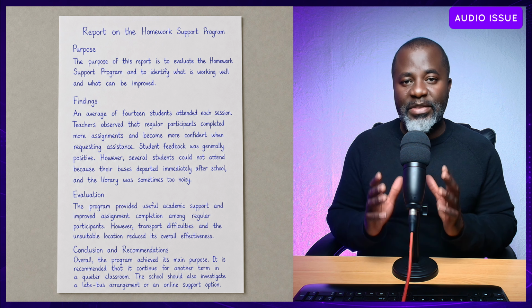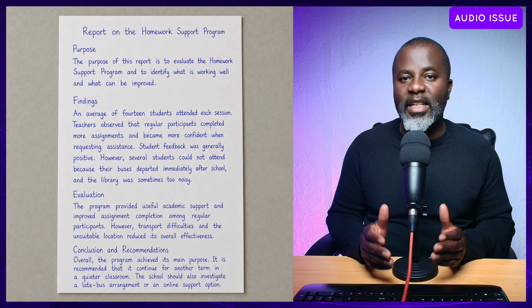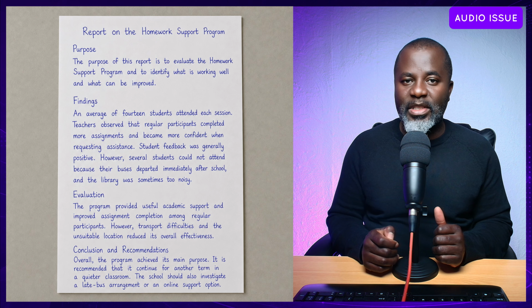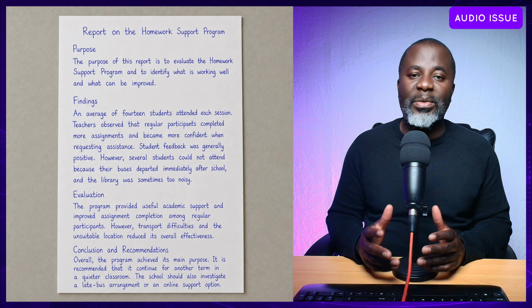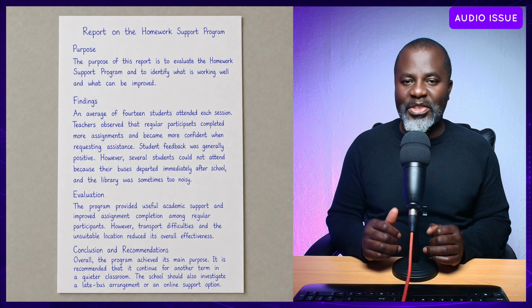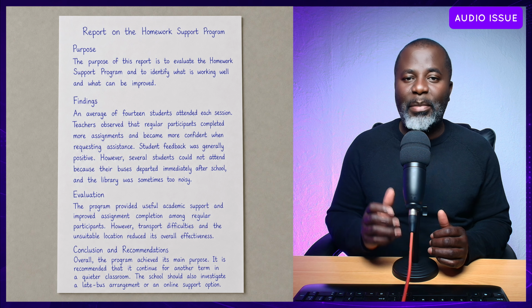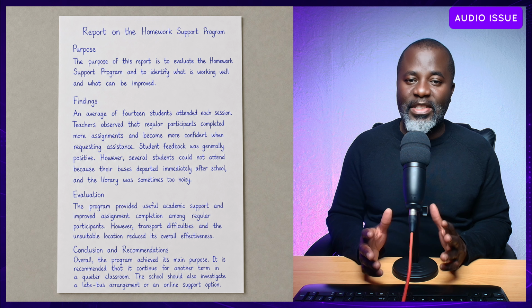This connection is very important. Your recommendations should not appear suddenly at the end of the report. They must come directly from the findings and evaluation. You can now see a complete report on your screen. If you can, please pause and read it, and then follow me as we go to the next section.